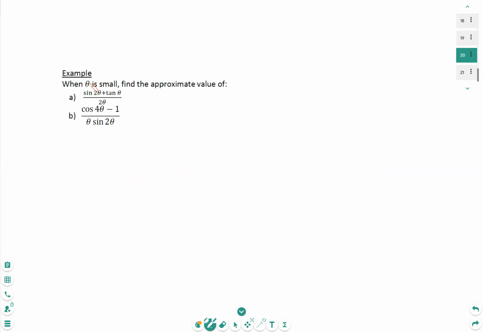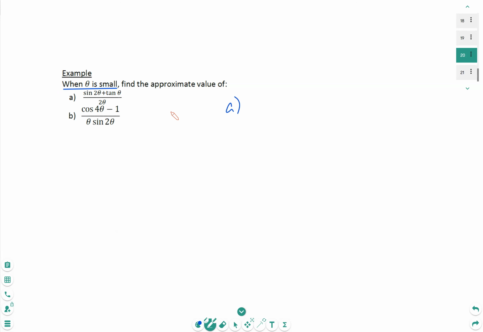Right, so example: when theta is small, find the approximate value of sine 2 theta plus tan theta over 2 theta. You can see that when theta is small, that's the cue for you to use the small angle approximation. Like when you're hungry, you go and get fish and chips, or just chips, no fish.